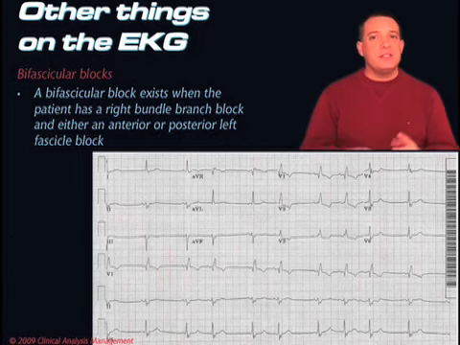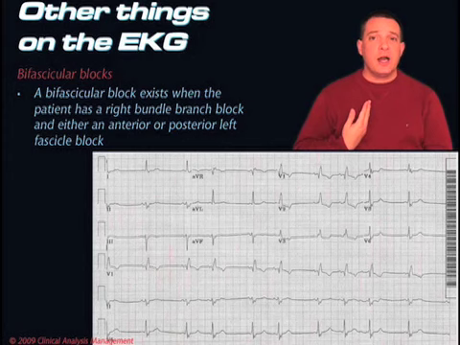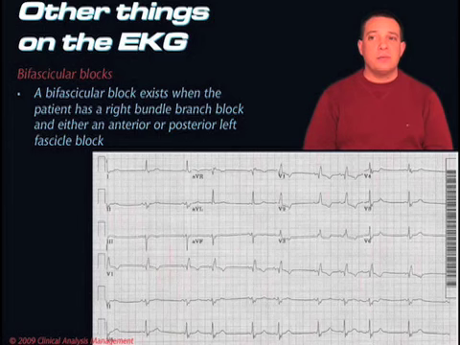Well, to be in the classic definition of a bifascicular block, the first thing that you have to have is a blockage of the right side. Well, if you have a blockage of the right side, what are we going to have? We are going to have a right bundle branch block. So the first thing we've got to look for is we've got to look at the EKG to ask ourselves, is there a bundle branch block?